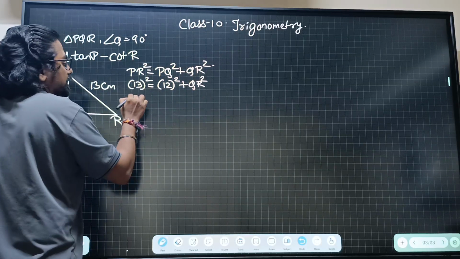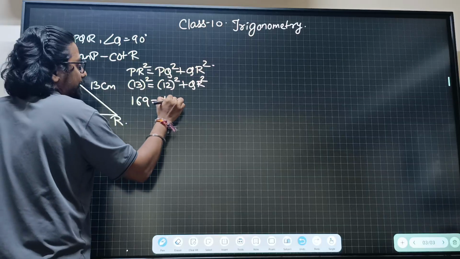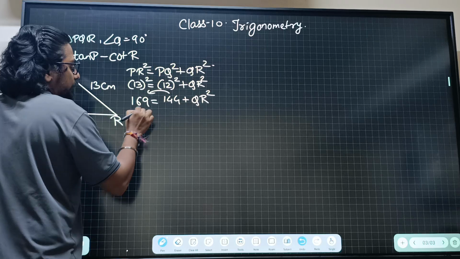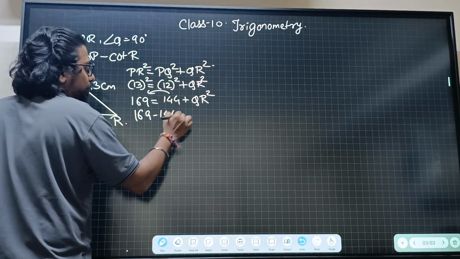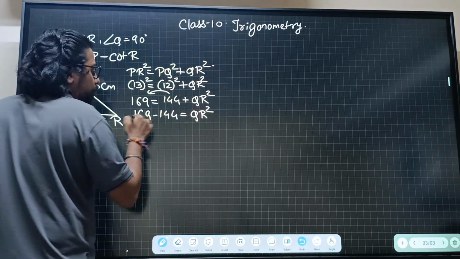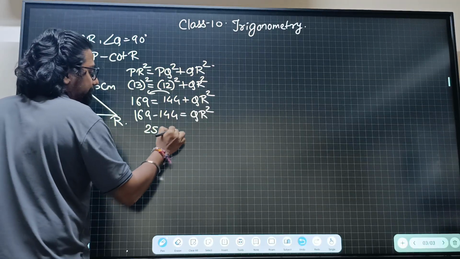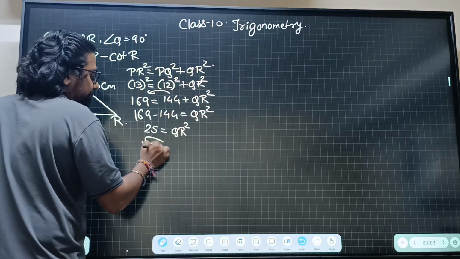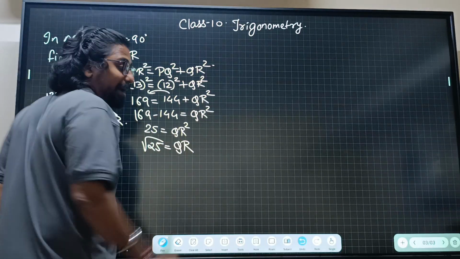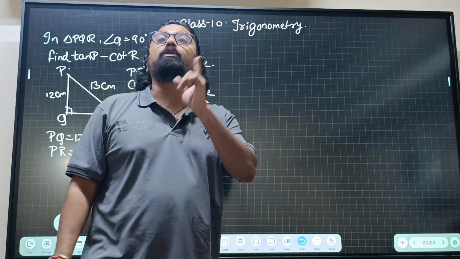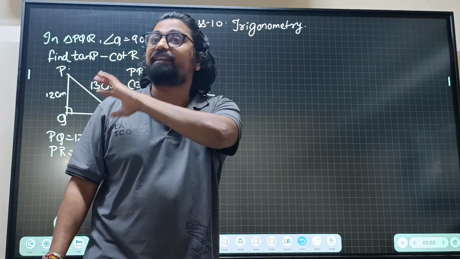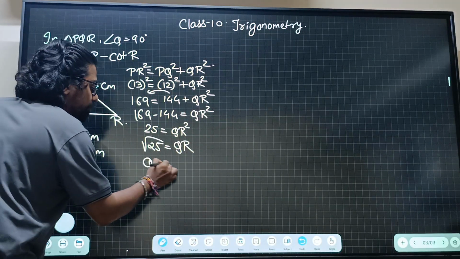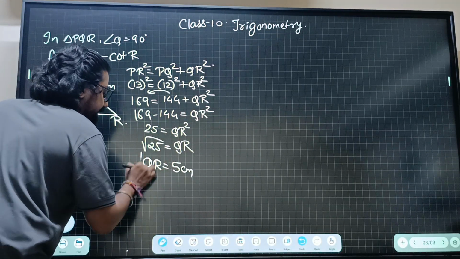ठीक है, 13 square is 169, 12 square is 144 plus QR square. प्लस 144 यहाँ आ जाएगा तो क्या हो जाएगा, माइनस 144 इज इक्वल टू QR square. 169 माइनस 144 इज 25 इज इक्वल टू QR square. स्क्वायर हटा देंगे तो इधर क्या हो जाएगा, स्क्वायर रूट. But there are two possibilities, प्लस और माइनस. But over here we are talking about the sides of a triangle, and sides of a triangle can never be negative. So we will only include positive 5. Okay. So QR is 5 centimeter.